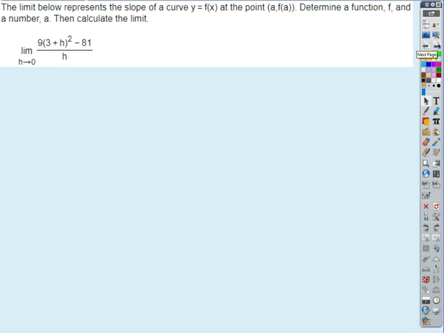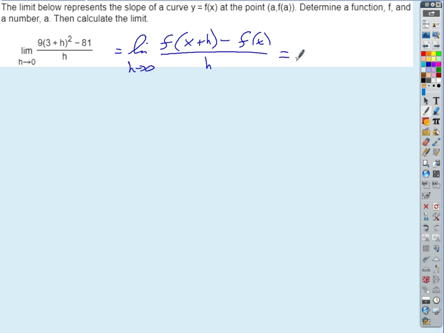Okay, good. I mean, same thing here, but maybe we can just jump to an answer on this one. So we're trying to match this to, and it might be useful to write it down, the limit of f of x plus h minus f of x over h as h approaches 0. And what value are we obviously plugging in for x here? 3. 3, okay.